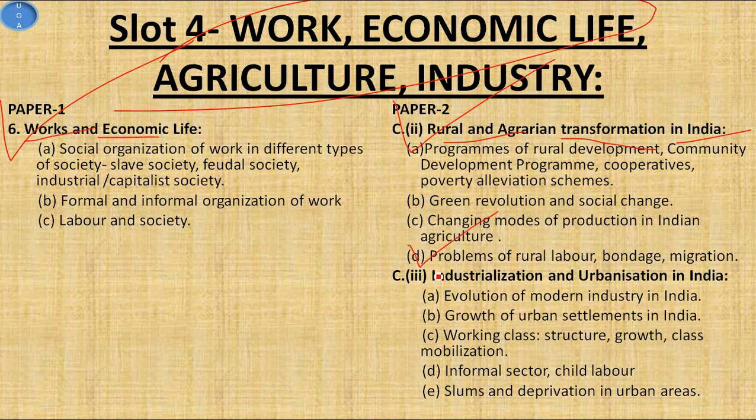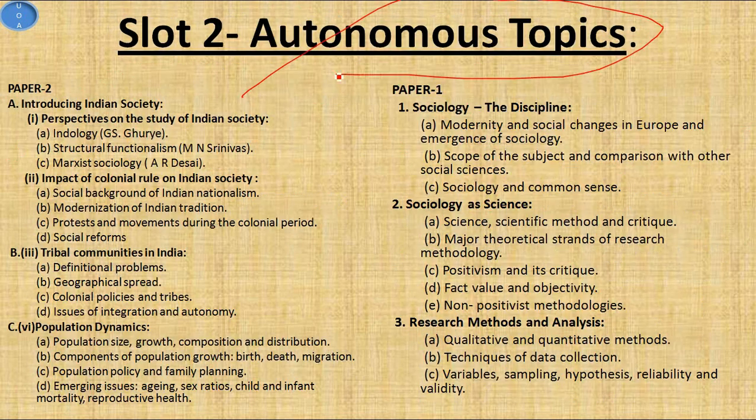So friends, we are covering topic D, that is problems of rural labor, bondage and migration. The migration topic is already covered in slot 2 of the autonomous topics under population dynamics, that is components of population growth: birth, death and migration. In this video I am also going to cover migration but from a slightly different perspective. So please see the migration of population dynamics also, because that will also be helpful for you.